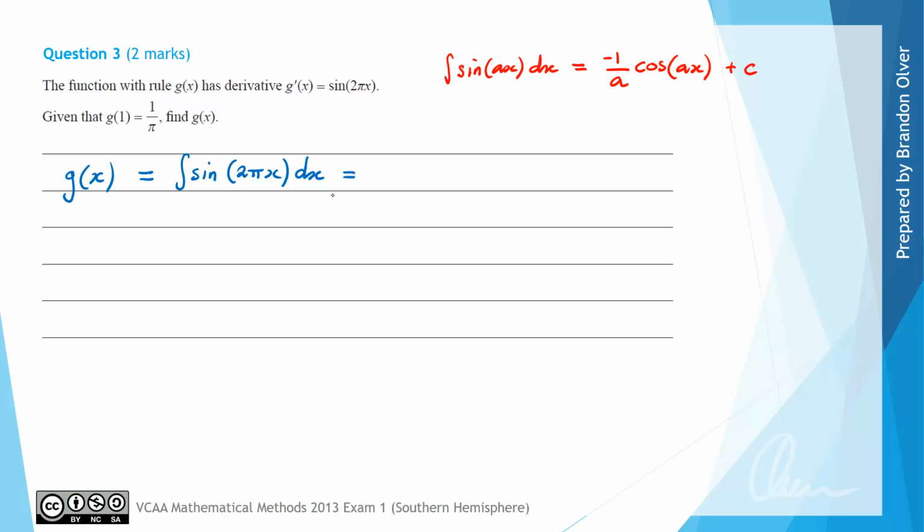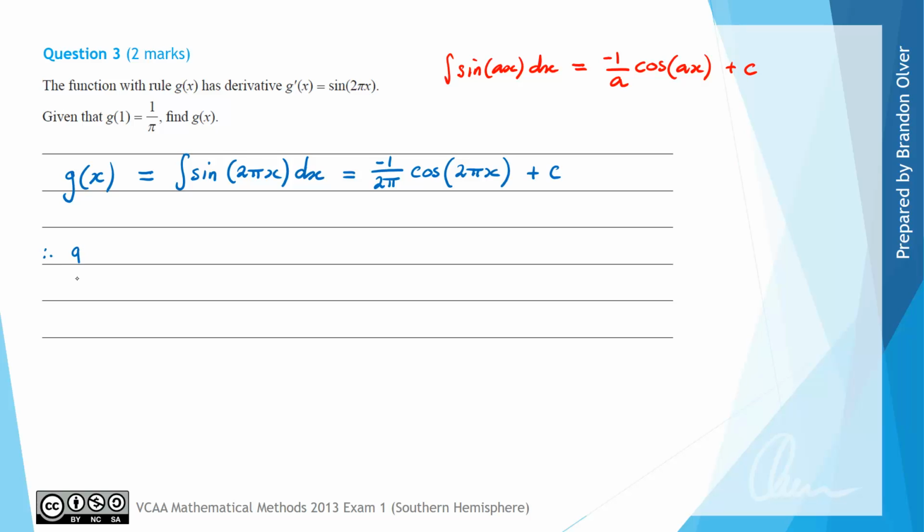So for this question we'd have the antiderivative of sine of 2 pi x is negative 1 over 2 pi, which is the coefficient of x, times cos of 2 pi x, and then we have a plus c term to take into consideration that constant that comes along with integration.